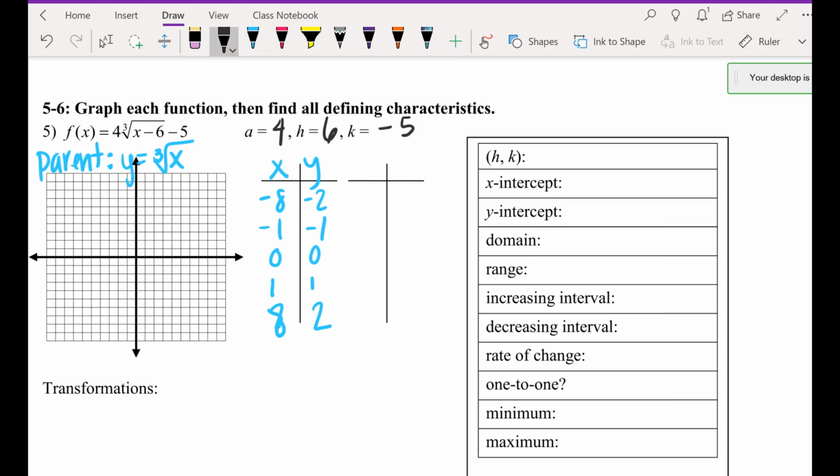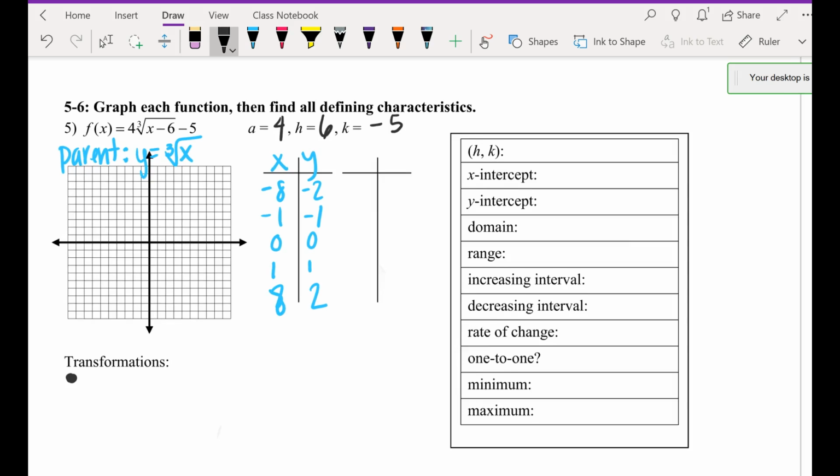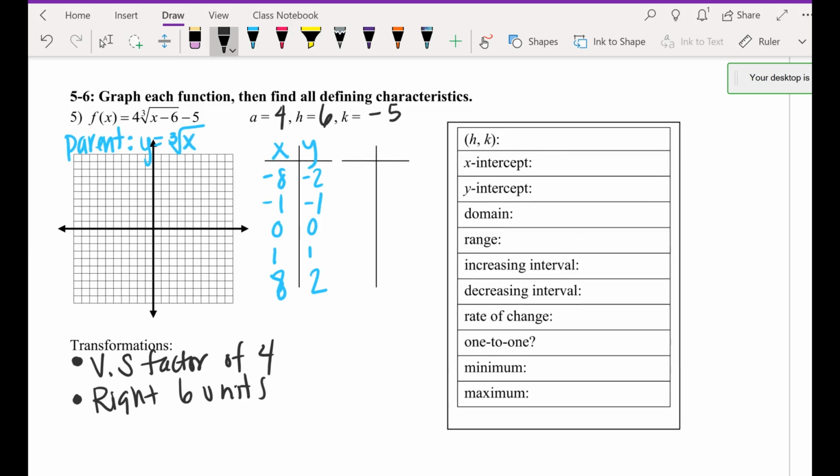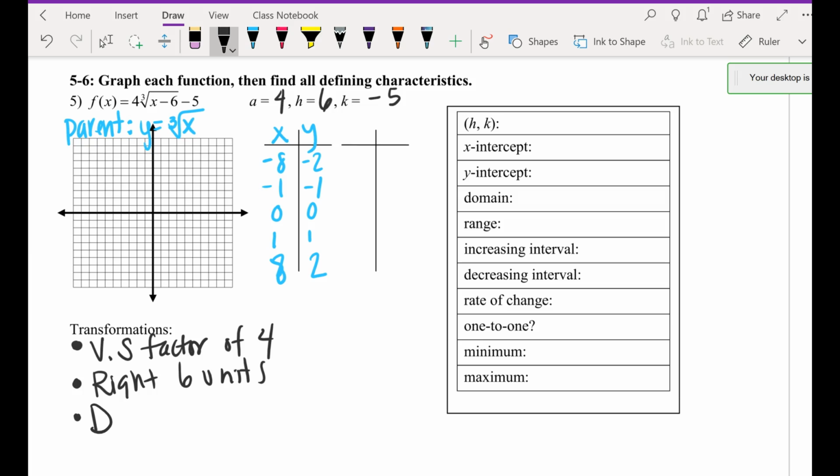Before we transform, let's review the transformations because I always forget. A is 4. Jaden, what kind of transformation when A is 4? Vertical stretch, thank you. Factor of 4. H, Billy, is 6. So what kind of transformation is that? Right 6 units. Then we have a K value. Stacy, K value would be -5. What's the transformation for that? Thank you.